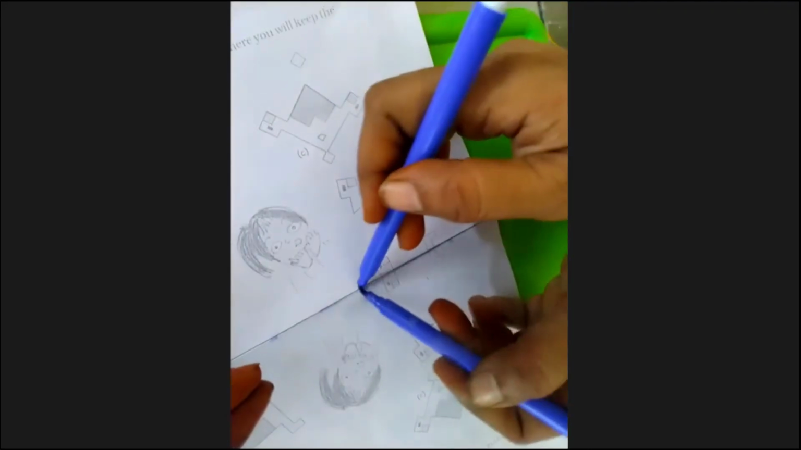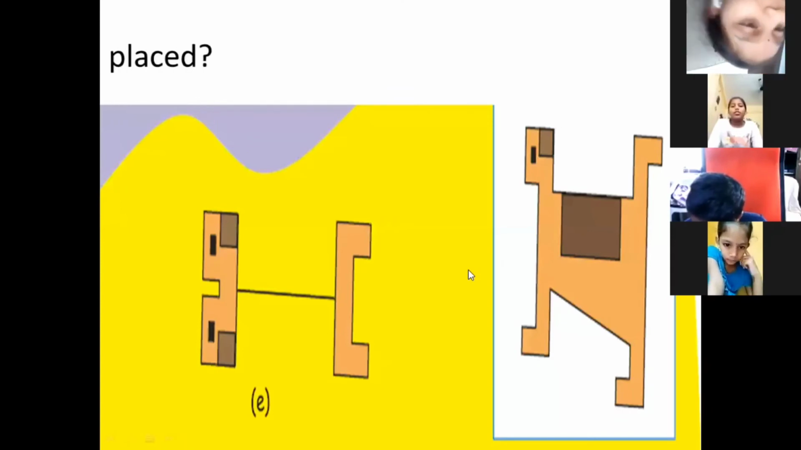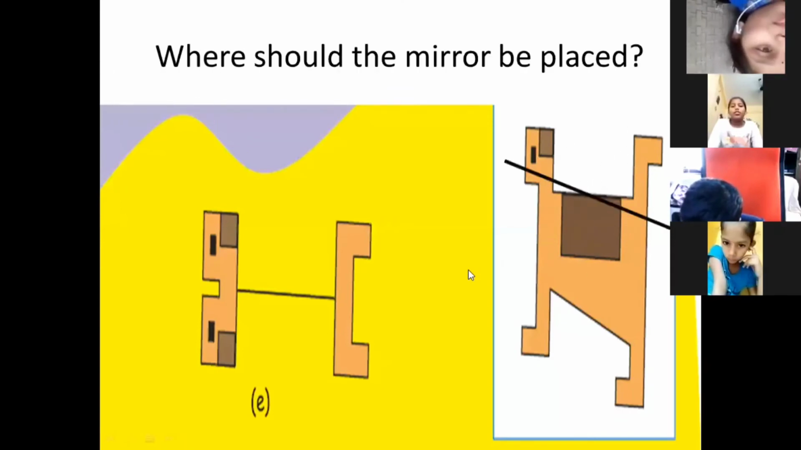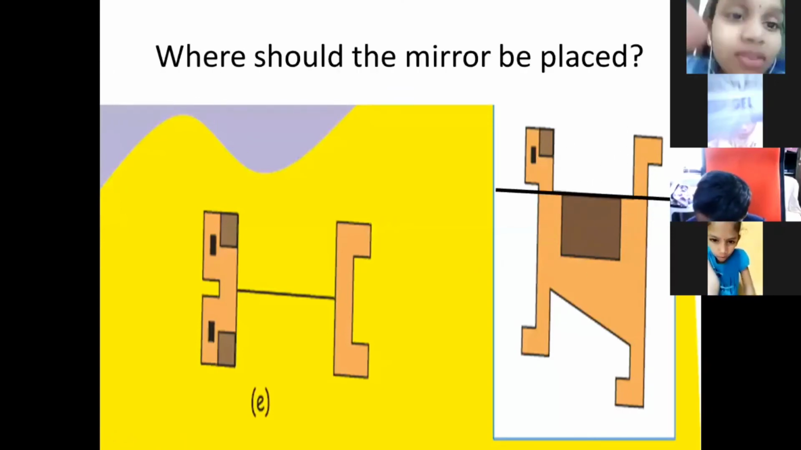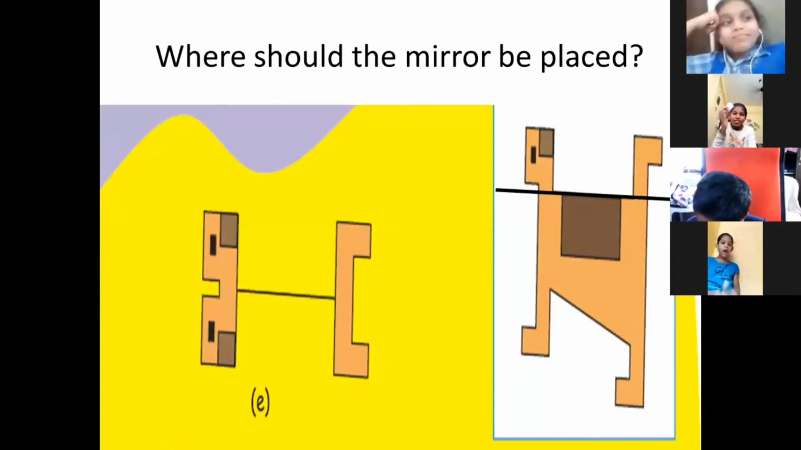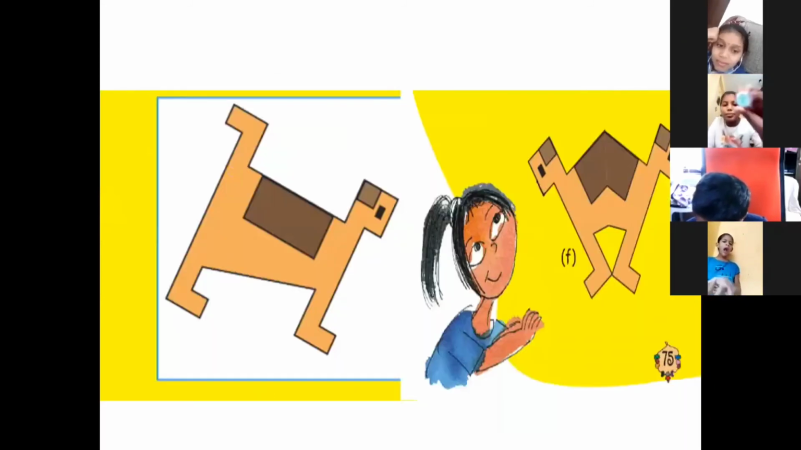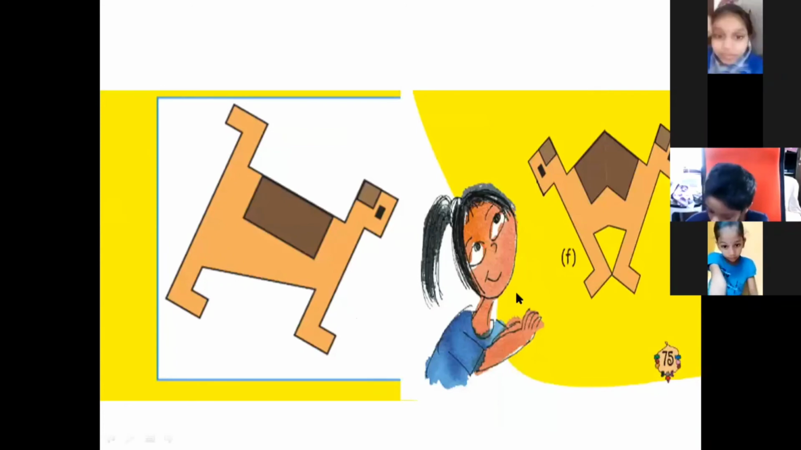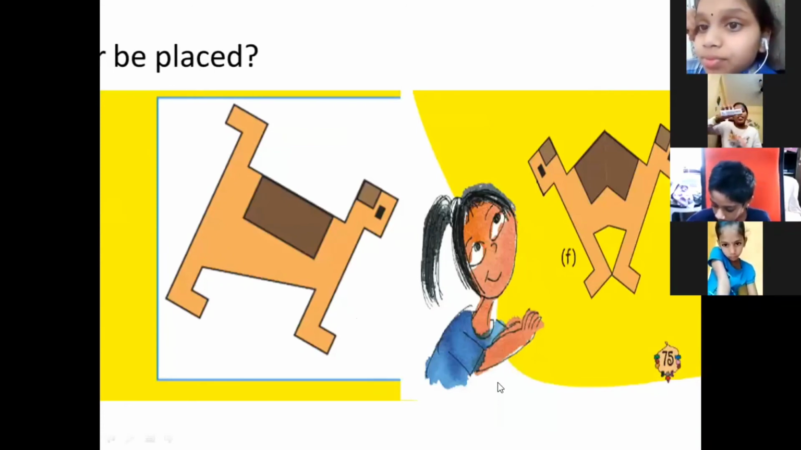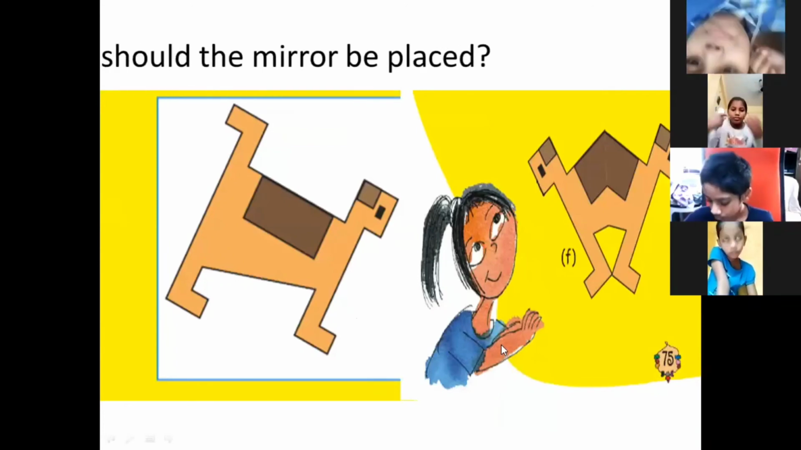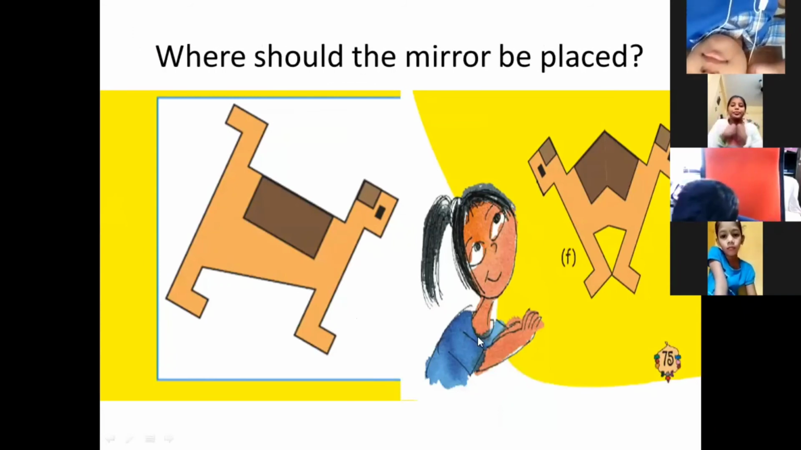So now what we have to do? We have to draw a dotted line there. We have to draw a dotted line to get the mirror half. See here. So like this we have to draw a dotted line. Okay, next. So to get the picture F, where we have to place the mirror?